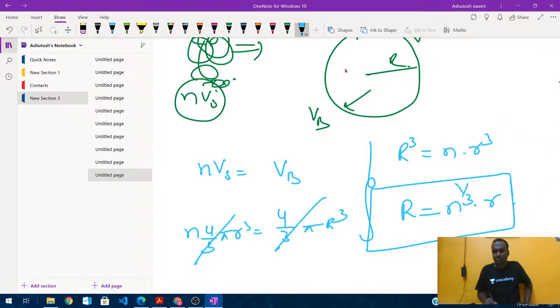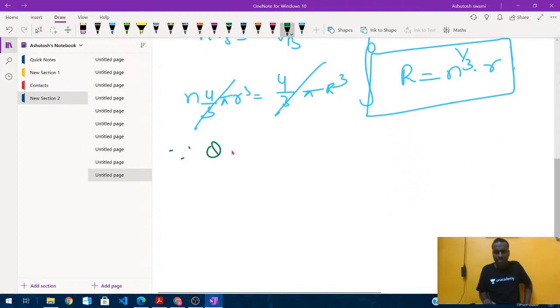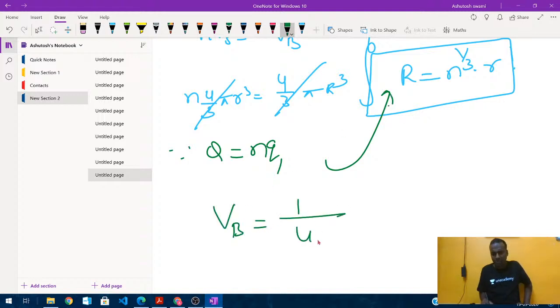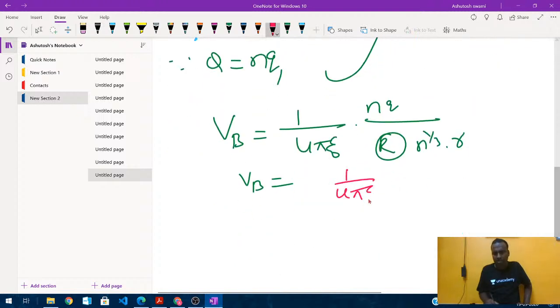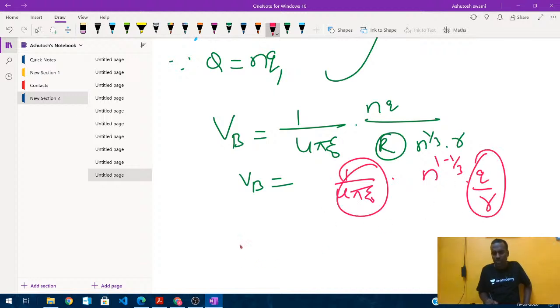Yes, students. Now what is the potential of the bigger droplet you require to find? See that total charge Q is equal to nq, and this is the radius R. So the potential of the bigger droplet is equal to 1 by 4 pi epsilon naught, total charge nq by the bigger radius R. So in place of R, n power 1 by 3 into small r, if I substitute over here, then the potential of the bigger droplet is equal to 1 by 4 pi epsilon naught into n power 1 minus 1 by 3 into q by r.